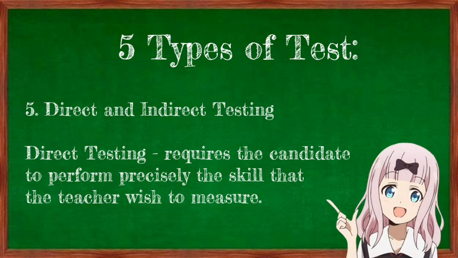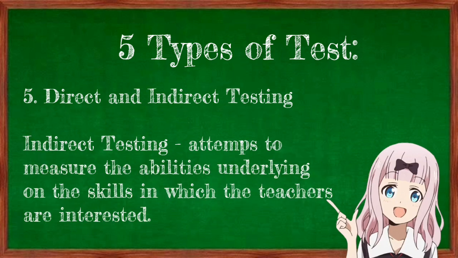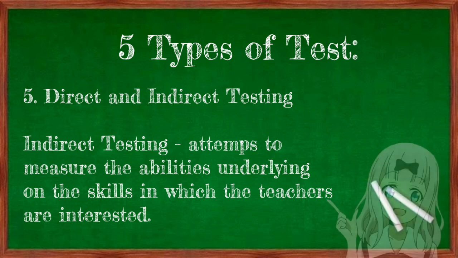Lastly, direct and indirect testing. Direct testing means it requires the candidate to perform precisely the skill that we wish to measure. Direct testing is easier to carry out when it is intended to measure the productive skills of speaking and writing, while the indirect testing attempts to measure the abilities underlying the skills in which we are interested.